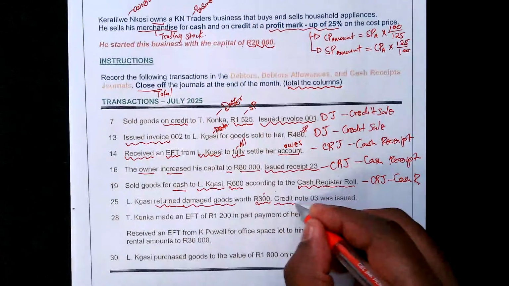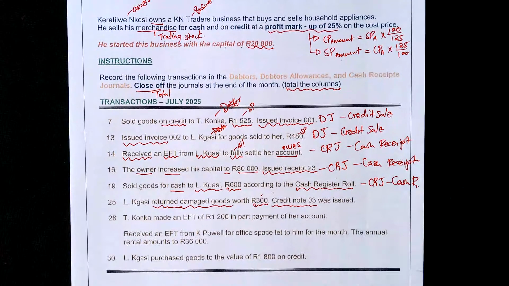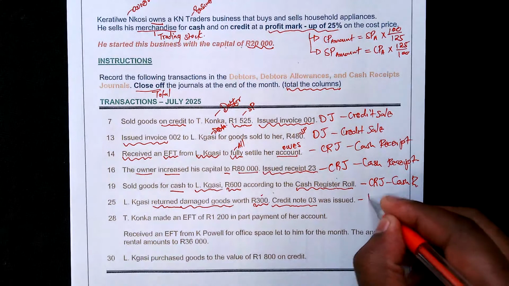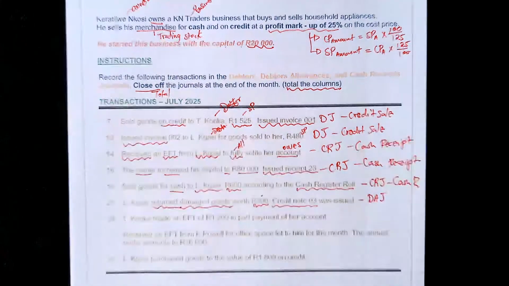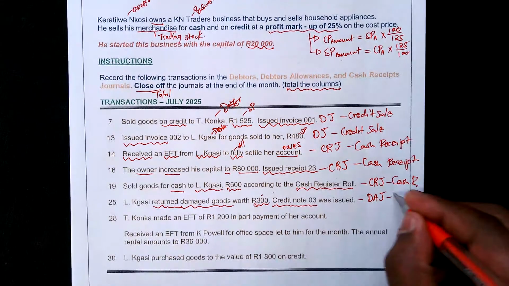A credit note was issued. So every time a debtor returns goods, the business issues out a credit note, as evidence that we have accepted the goods that were returned, and we can allow you or reduce your account by a certain amount. It was issued by the business, so this will go under the DAJ, which is a journal that records returns made by the debtors, or allowances made by the business to the debtors. Okay, so this is a return.